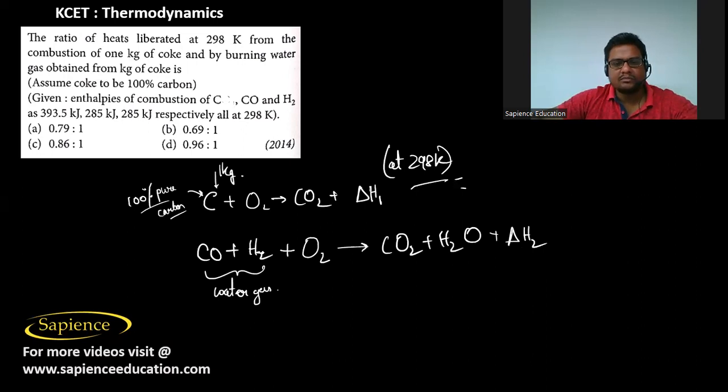This carbon monoxide plus hydrogen gas, it is called as water gas. Now therefore the heat that is liberated, delta H1, that we can say is equal to the enthalpy of combustion. So it is same as the enthalpy of combustion. Okay. So here 1 kg is used. So it is equal to the number of moles times the molar enthalpy of combustion.